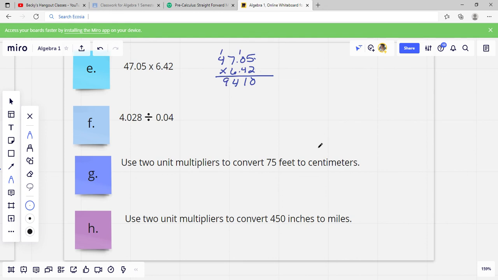Okay, now I'm going to do the 4. 4 times 5 is 20. Carry the 2. 4 times 0 is 0, plus 2 is 2. 4 times 7 is 28. 4 times 4 is 16, 17, 18.